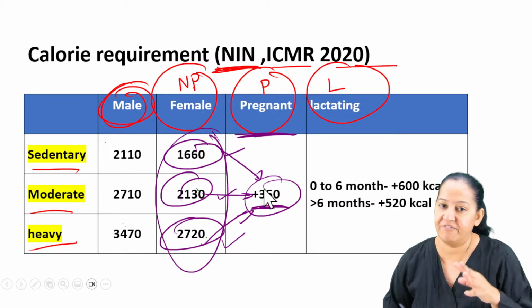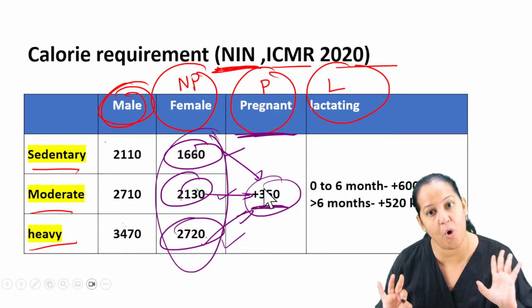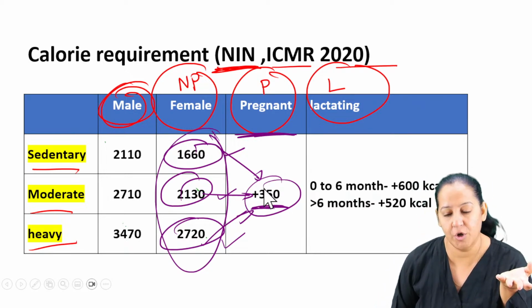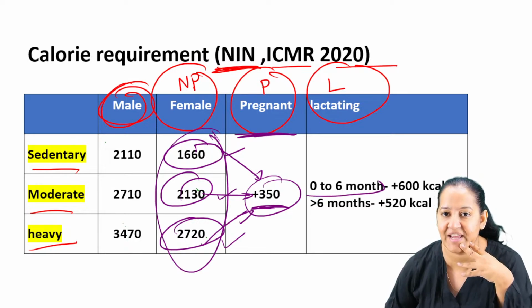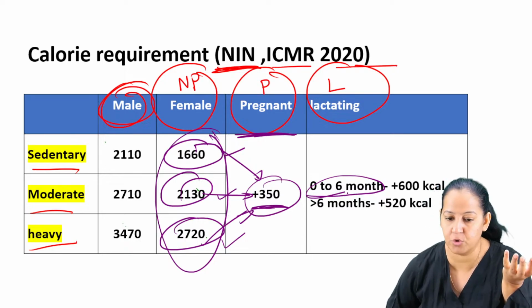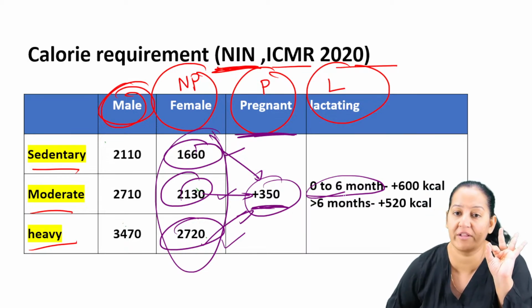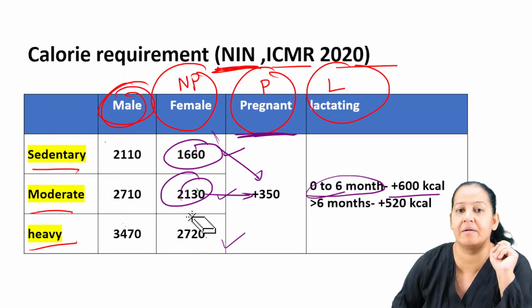Now during lactation, the female has already delivered the baby. The baby is out, the newborn has been delivered, and now the lady is lactating the newborn. Lactation means breastfeeding the newborn. During the first 6 months of breastfeeding, the newborn is completely dependent on the mother. We don't give anything extra. We recommend exclusive breastfeeding during the first 6 months. So the lady should eat an additional 600 kilocalories on top of her daily requirement.